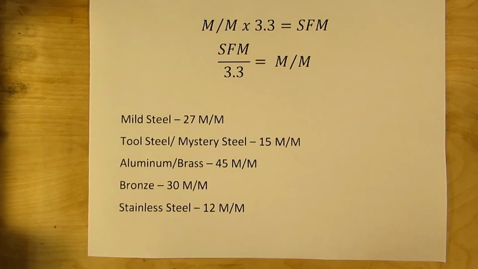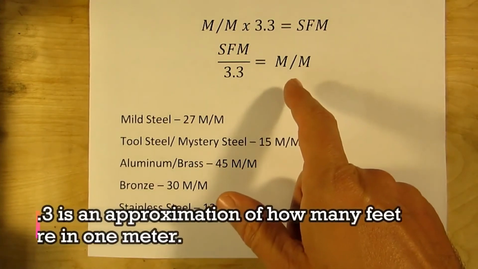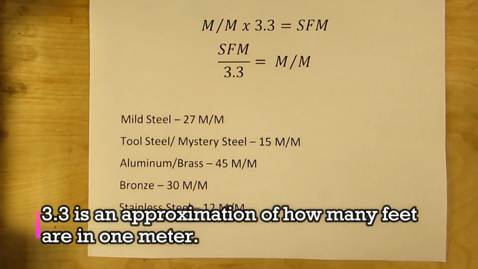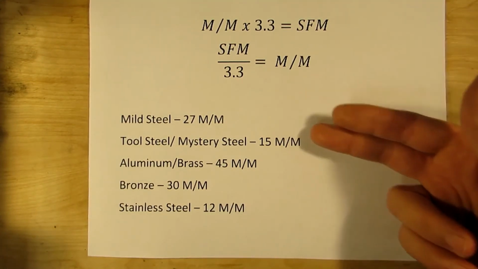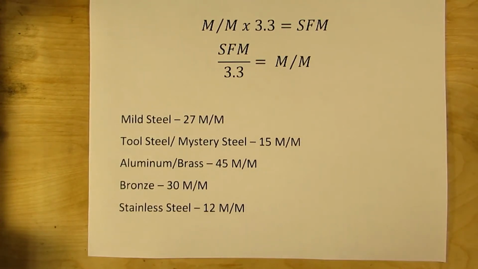You can take my SFM numbers from before and divide them by 3.3 to get your meters per minute. That's a nice approximation, gets you pretty close. So these are those numbers converted into metric for you. So 27 for mild steel, 15 for tool steel and mystery steel, 45 for aluminum and brass, 30 for bronze, and stainless steel is 12.